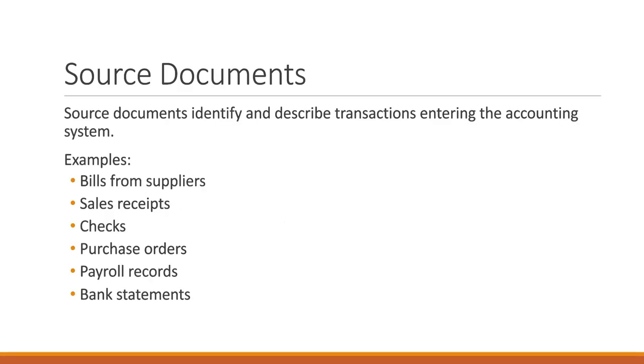So one of the pieces of our accounting system is source documents. Source documents identify and describe the transactions that we are going to enter into an accounting system. Examples of source documents are receipts, bills, purchase orders, checks, payroll slips, and bank statements.